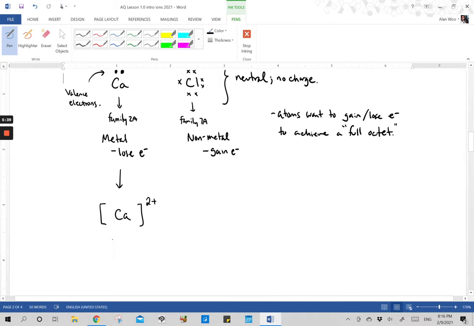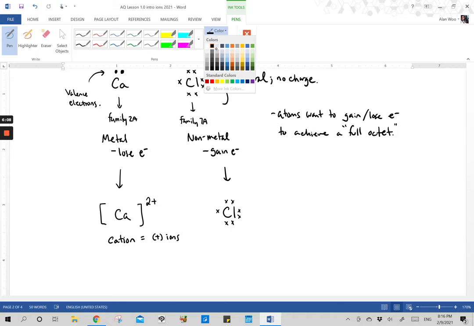This is called a cation. Cations are positive ions, and they are formed by losing electrons. On the other hand, when you look at Cl, Cl already contains 7 valence electrons. All it wants to do is to gain one more. So let's just switch the color here.